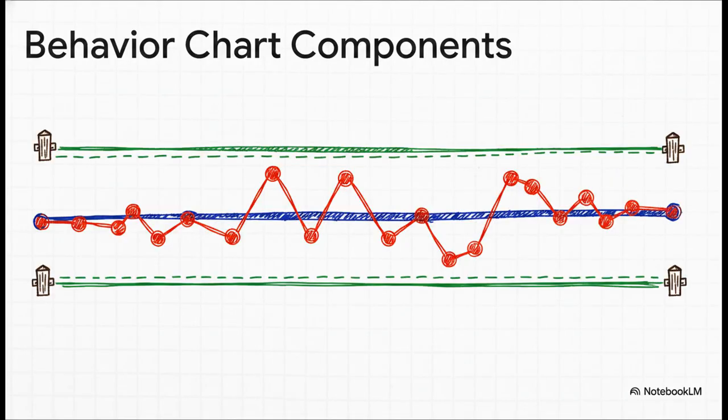Let's break down the parts of this chart. It's pretty simple. You've got a central line right in the middle. That's just your process average. Then you have two other lines, one on top and one on the bottom. Those are your upper and lower natural tolerance limits. And if we stick with our analogy, these are basically the fences of the playground. And finally, you have all your data points, plotted over time, showing you exactly how the process has been behaving.